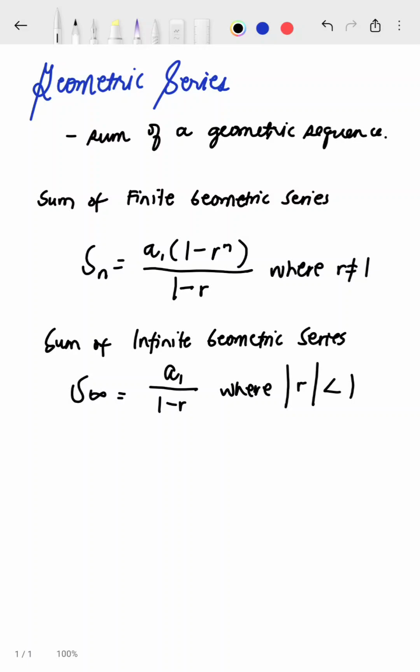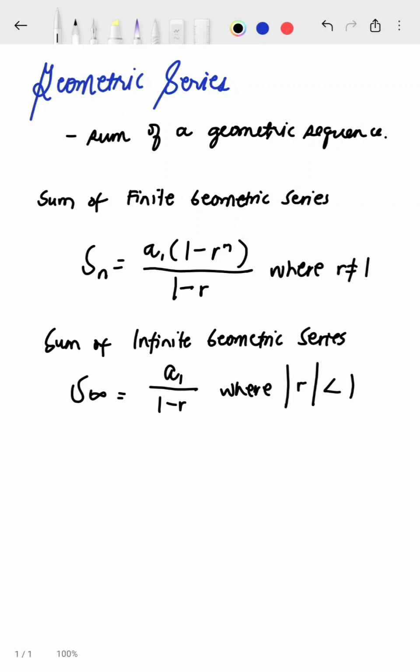And what is a geometric series? It is the sum of a given geometric sequence. There are two kinds, but most of the time it's about the finite geometric series, because there's a given number of how many terms you are going to add from the given geometric sequence.